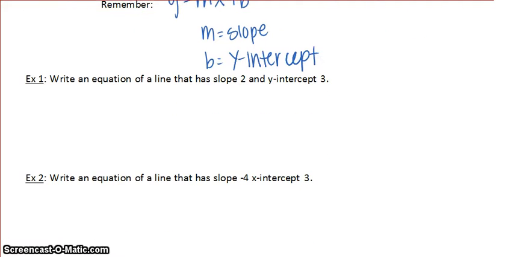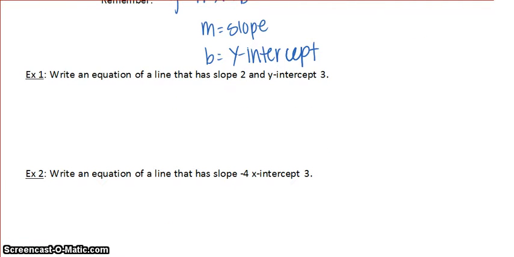So it says write an equation of a line that has a slope of 2 and a y-intercept of 3. So we know slope is the same as m, and y-intercept is the same as b being 3. Okay. So we're gonna write the equation y equals mx plus b. So m is 2 in this case, so we place that for m. x plus, and we need to put what our b is, which is 3. So there we have it.